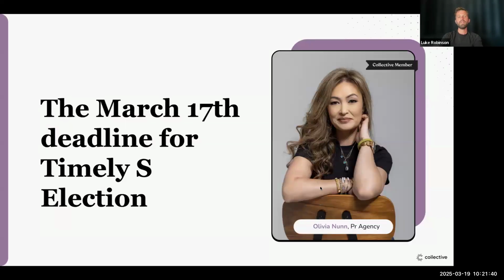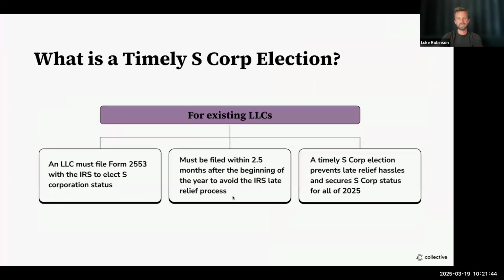Okay, let's talk about the deadline for March 17th and what that even means. A timely S Corp election means that the government sets out rules that if you want this S Corp election to be considered timely and to have less scrutiny on it, you need to file it by March 17th. Usually it's March 15th, but this year, March 15th was on a weekend, so they pushed it to March 17th.